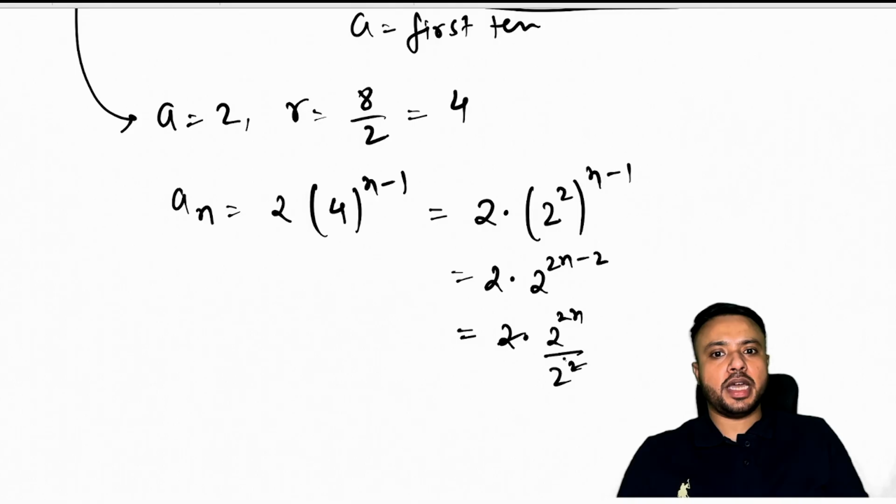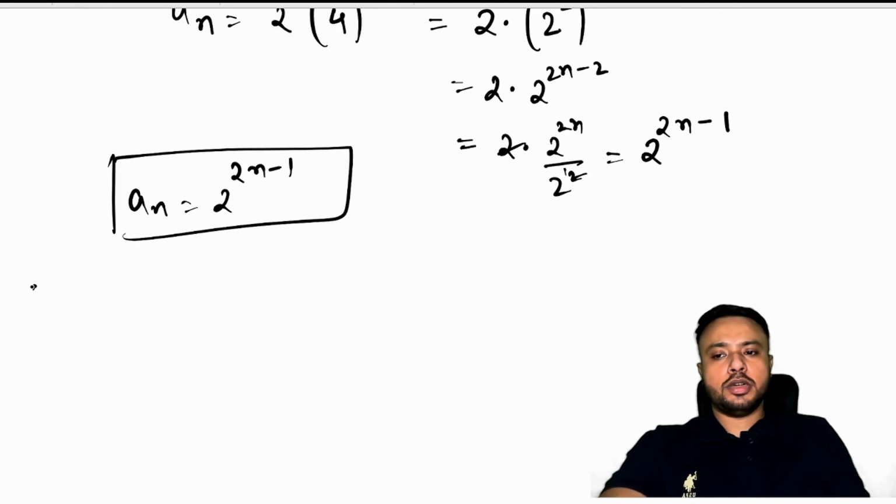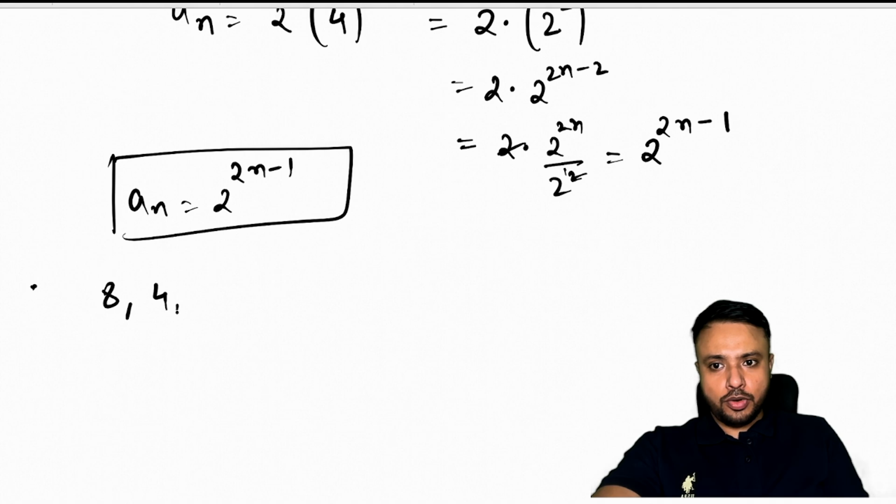So the 2s can get cancelled, and hence the final formula I'm getting here is 2 raised to the power of 2n minus 1. So the general rule for this particular sequence, in the most simplified form, is 2 raised to the power of 2n minus 1. Now let's take another sequence, which is, let's say, 8, 4, 2, 1, 1 by 2, 1 by 4, and so on.